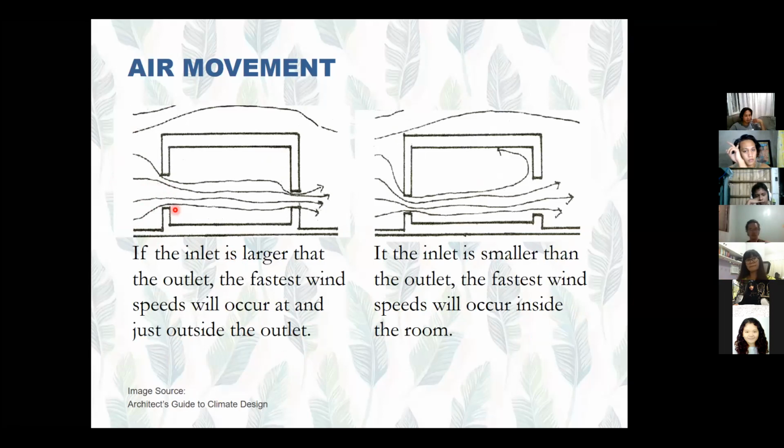Okay? So, the logic is, you have a high inlet, even if the outlet is small. Okay? But if the inlet is smaller than the outlet, the fastest wind will occur inside the room. So it's not the amount of air or wind that you harness, but the wind speed that you want to utilize to have that evaporative cooling. Okay? So you saw the effect of the size of the inlet and outlet.